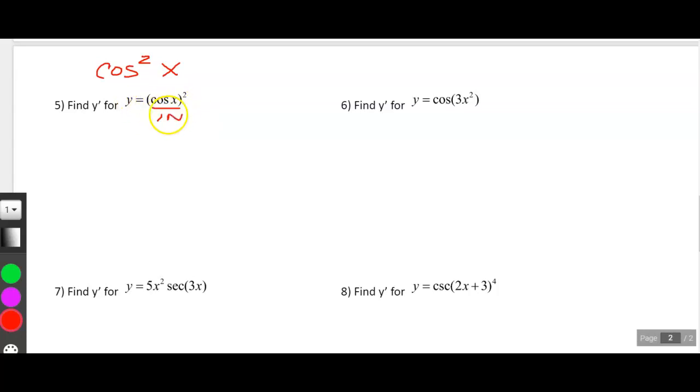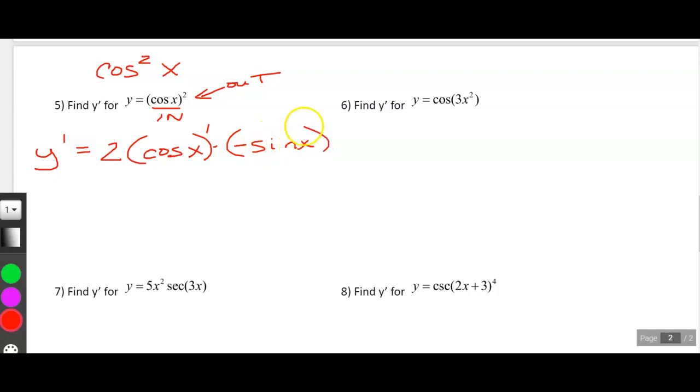So inside is trig, the outside is that power. So you're going to start with a power rule. So 2, the inside stays the same, subtract 1. Then the derivative of cosine is negative sine. Well, we can multiply the 2 and the negative. You could put sine or cosine first. It doesn't matter since they're being multiplied.